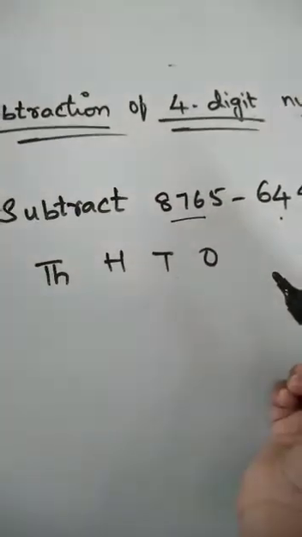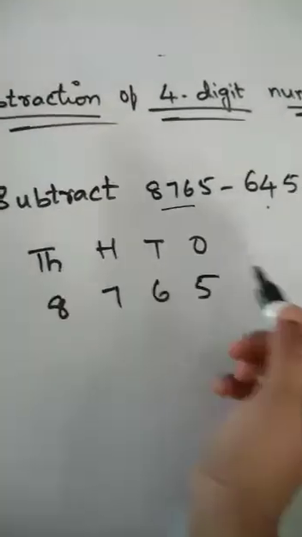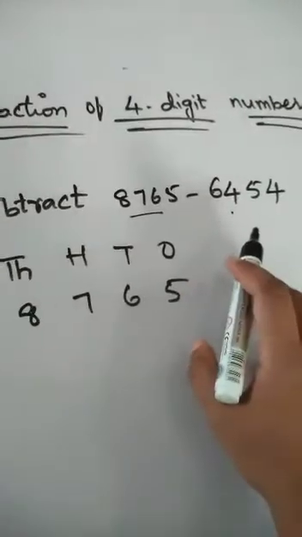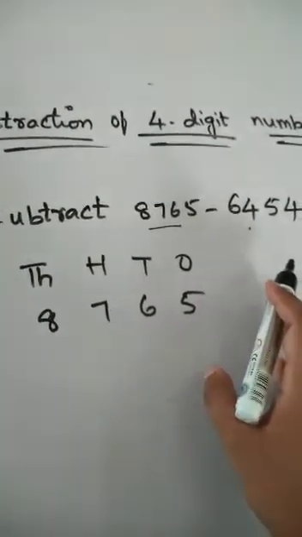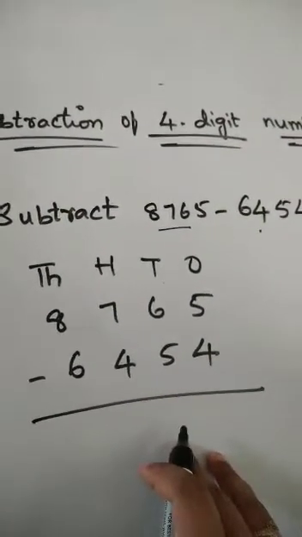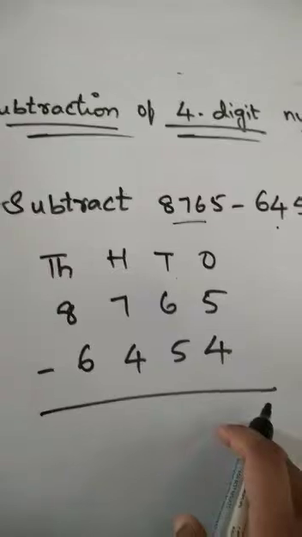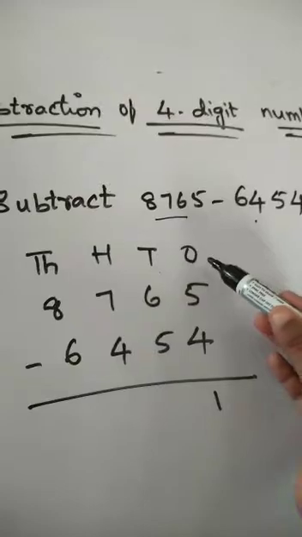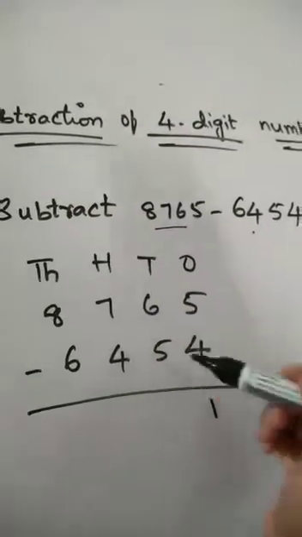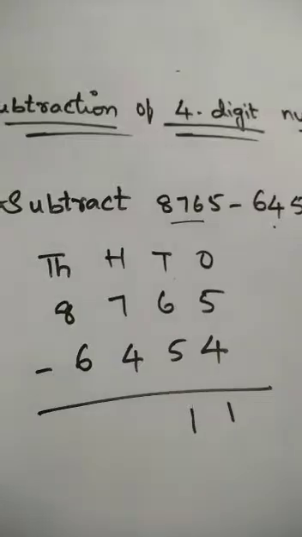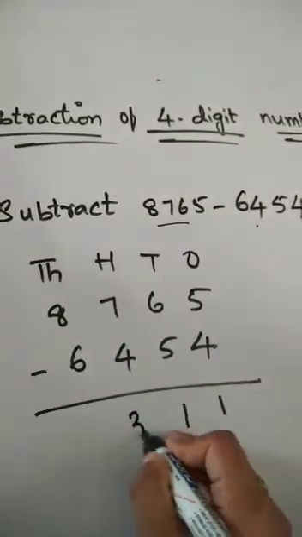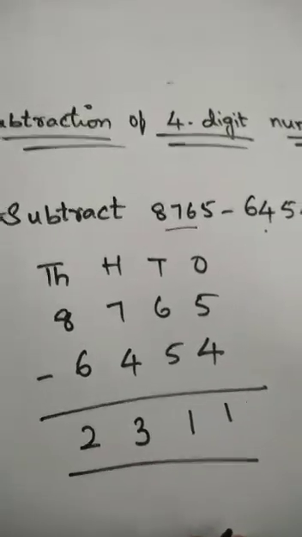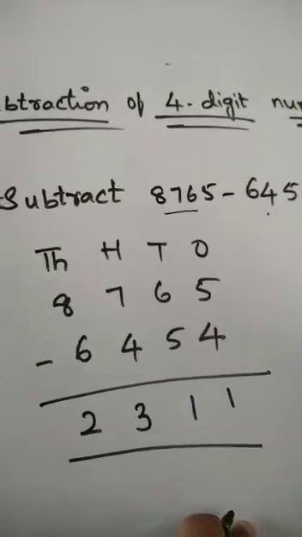Your bigger number is 8765, so I have written 8765 on top. Next, the smaller number at the bottom, 6454. So 5 minus 4, 1. We should always start from ones. 6 minus 5, 1. 7 minus 4, 3. 8 minus 6, 2. So 2311 is the answer.